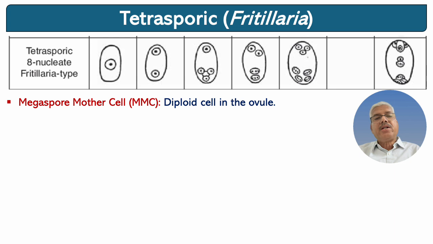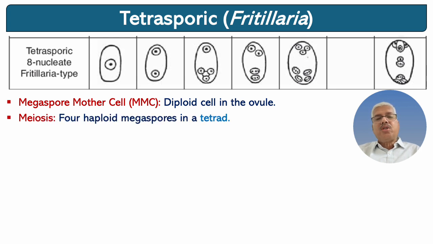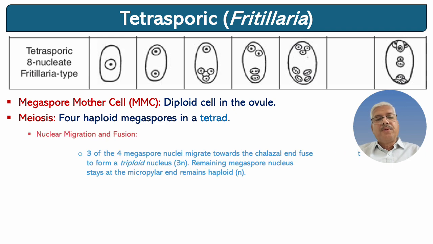The Fritillaria type, named after the Fritillaria genus, is characterized by the presence of triploid nuclei. During development, like all other types, it starts with the megaspore mother cell in the ovule. It undergoes meiosis, producing 4 haploid megaspores that remain together in a tetrad.